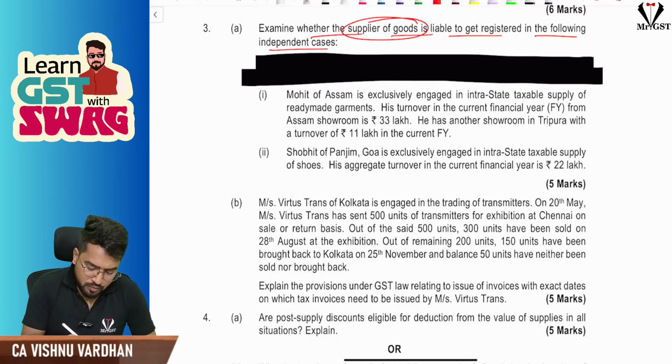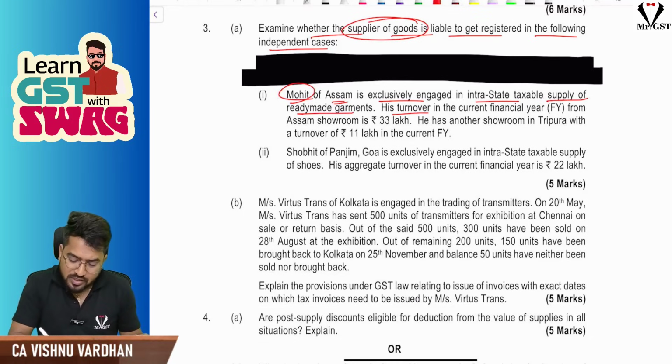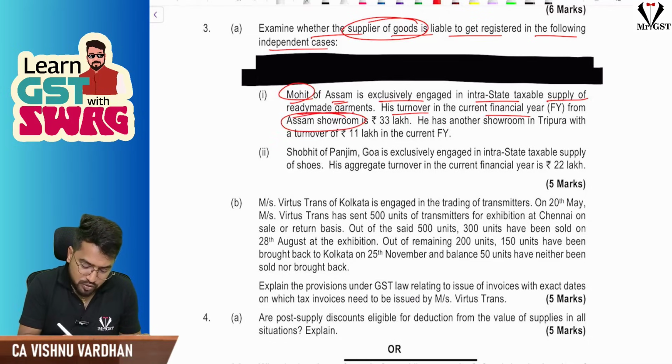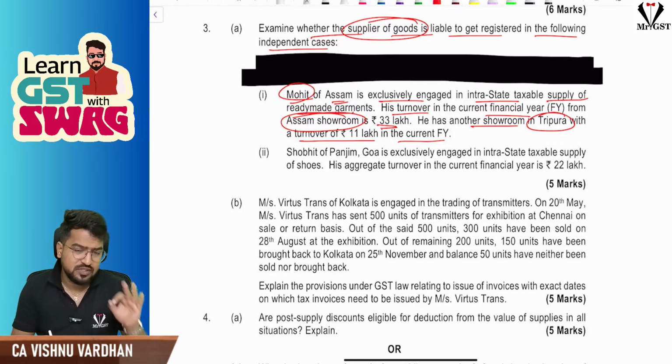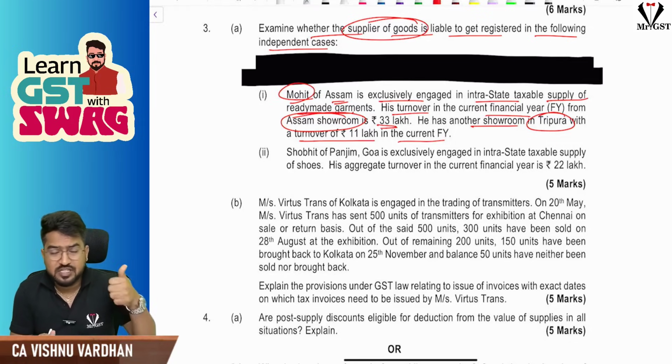Okay. Mohit from Assam is exclusively engaged in intrastate taxable supply of ready-made garments. His turnover in the current financial year from the Assam showroom is 33 lakhs. He has another showroom in Tripura and the turnover is 11 lakhs. And see, registration limits: we have divided the entire country into three parts. One is Manipur, Mizoram, Tripura, Nagaland. Anything is 10 lakhs there.